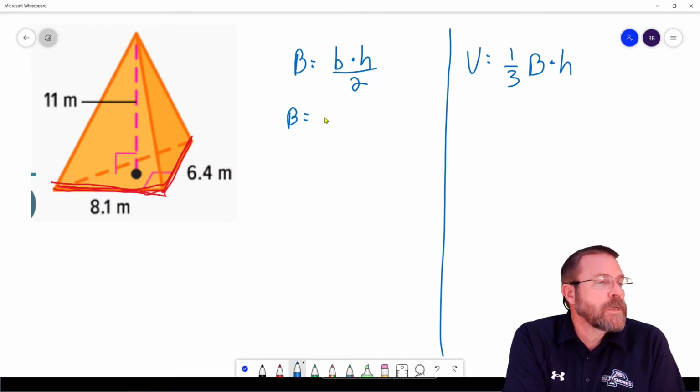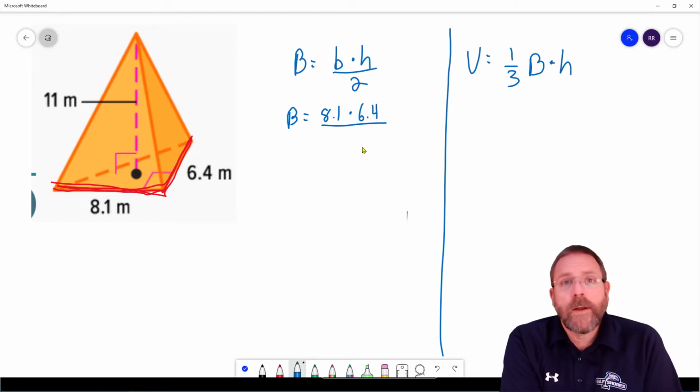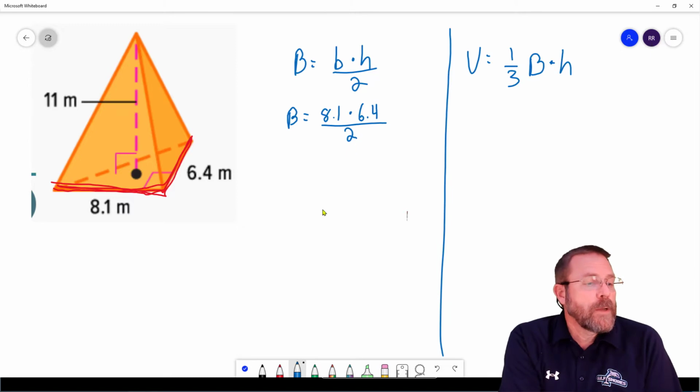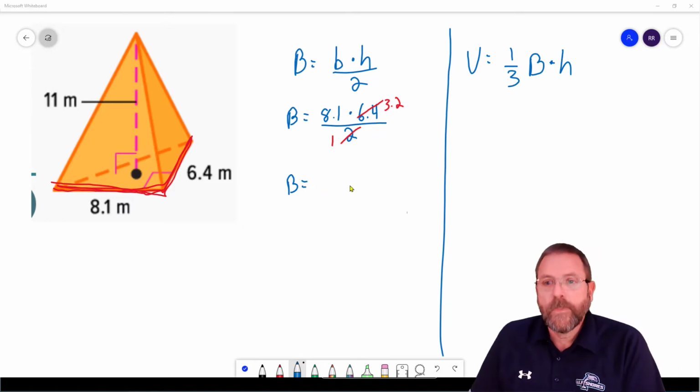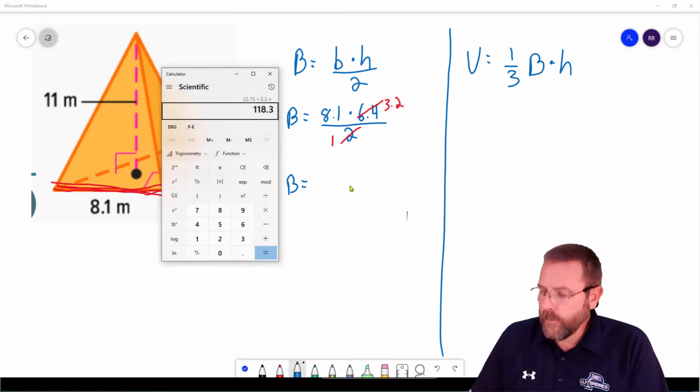So base area is going to equal, we'll call the 8.1 the base and the 6.4 the height. It really doesn't matter which one you do. Divided by 2, and I'm just going to go ahead and simplify that, saying 2 goes into 2 once, and 2 goes into 6.4 3.2 times. That'll make less stuff I have to type into the calculator here in a minute. Now I'm going to bring up my calculator.